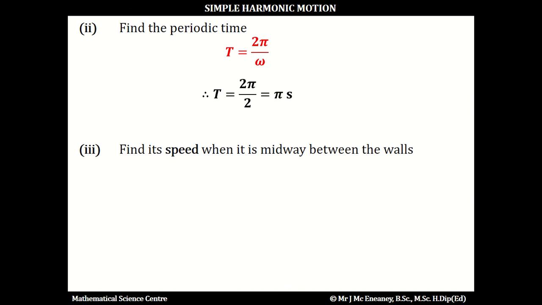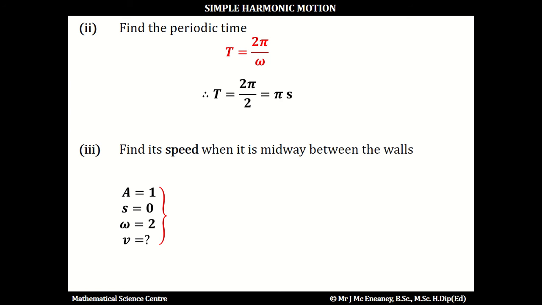And then we want to find its speed when it's midway between the walls. So when it's midway between the walls, that means it's at the equilibrium position O. That means its displacement s is 0. Now we were told that the particle was released 2 meters from the right hand wall. That means that it's 1 meter away from O, so the amplitude is 1.